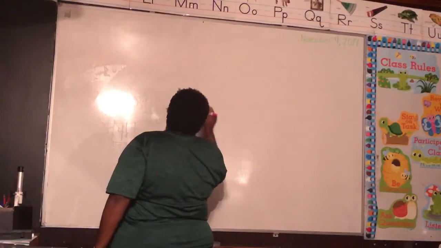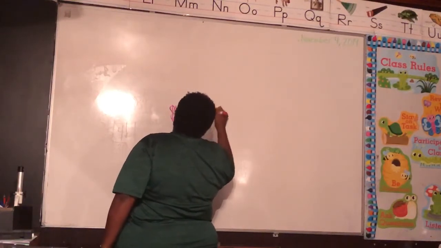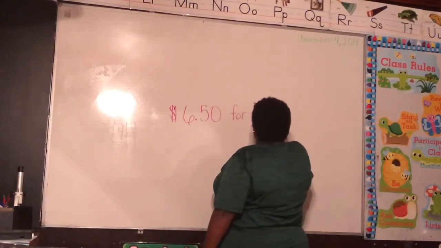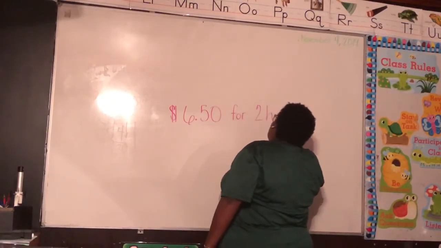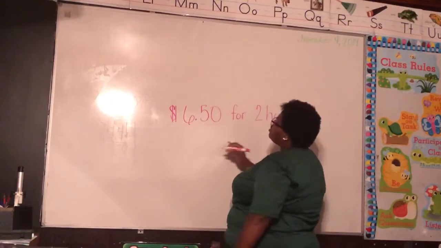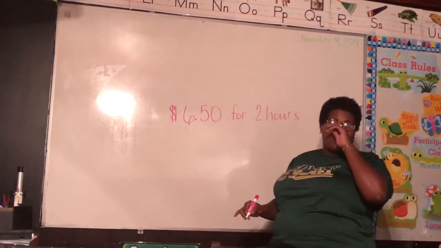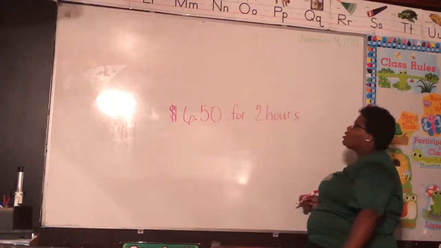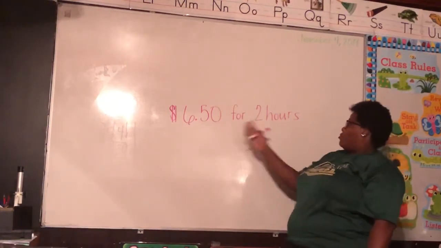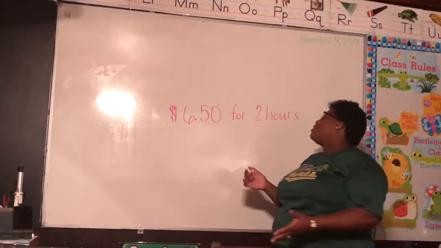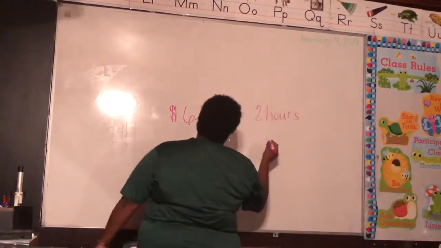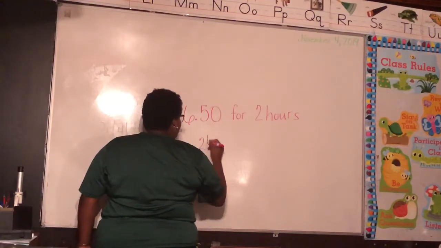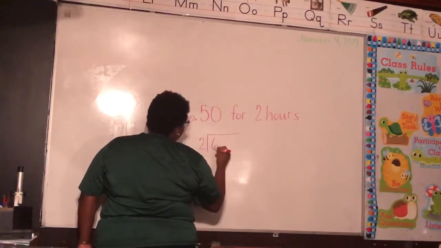She paid $6.50 for 2 hours. They want to know how much each of these hours cost. So that means if 2 cost $6.50, we need to divide. I already know it's $3.25, but you need to divide $6.50 by 2.